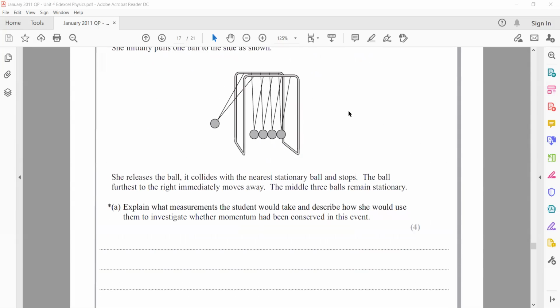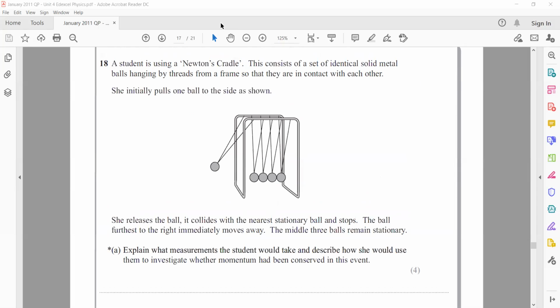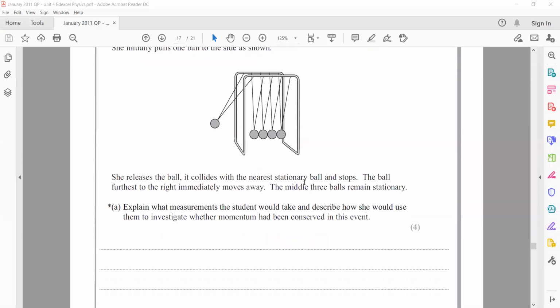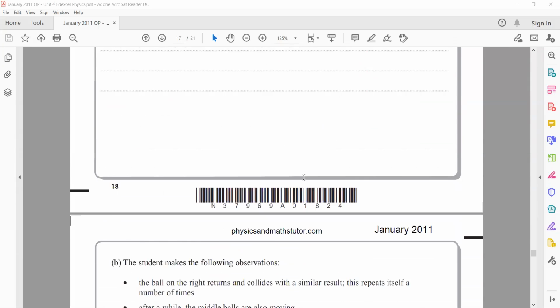Why is the mass not important? Because the particles or the balls are identical. So if I don't know the mass, like the momentum before is m1 v1 and momentum after is m2 v2, but because these masses are the same or identical, if there is a change in velocity, I can identify there is a change in momentum as well. If there is no change in velocity, there is no change in momentum.